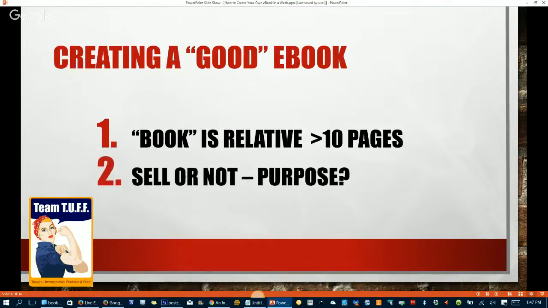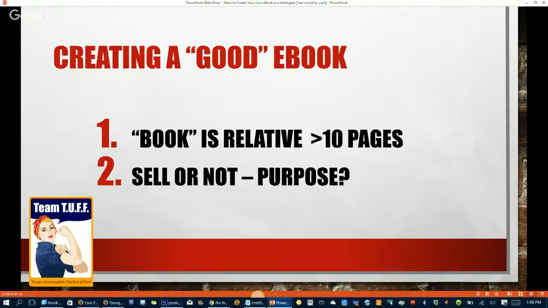The other thing you need to know, before you even start the process of writing a book, is the purpose behind it. Are you intending to sell it in the future, or is it going to be a freemium, something that you give away? Obviously, your purpose will determine the length of your book. It'll also determine what exactly your topic is and what you're going to write about.